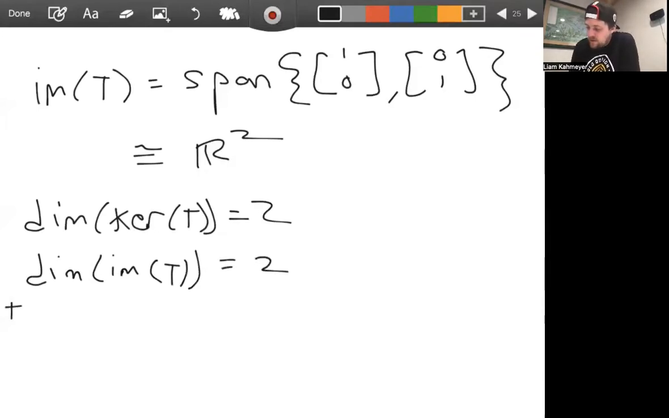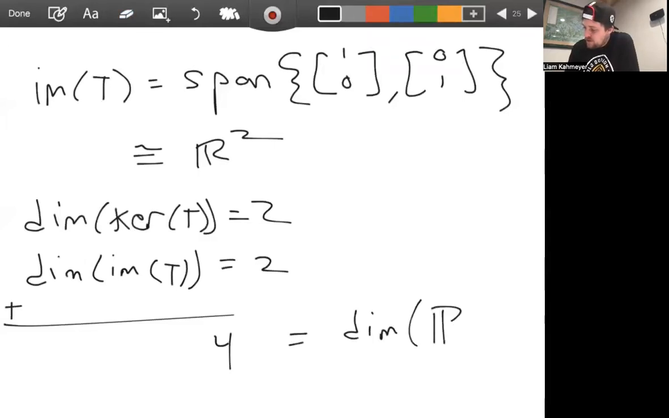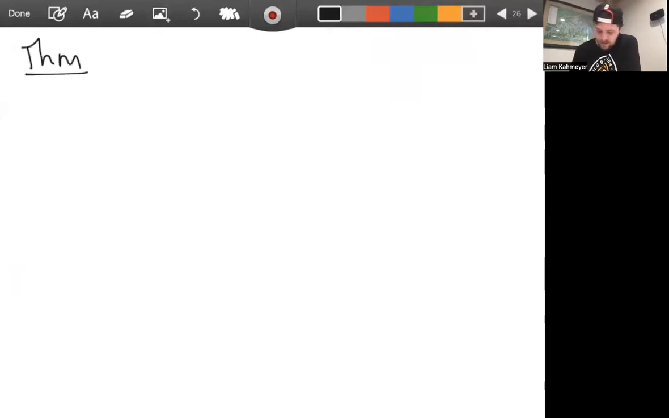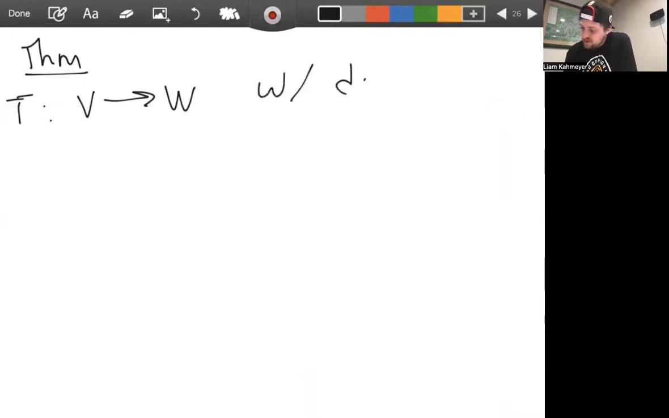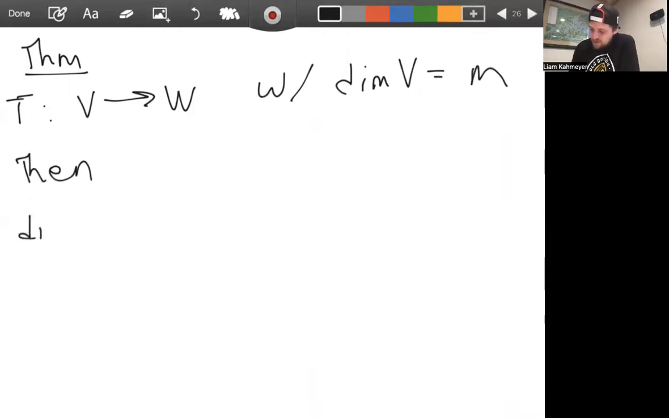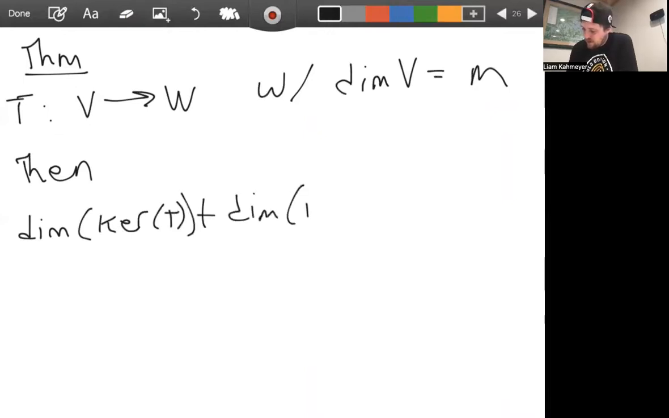And this turned out to be 4, which is the same as the dimension of R4, or of the domain, right? And that's not a mistake. We have the following theorem. Let's say T is a linear transformation from V to W with the dimension of the domain being M. Then the dimension of the kernel of T plus the dimension of the image of T is equal to M.